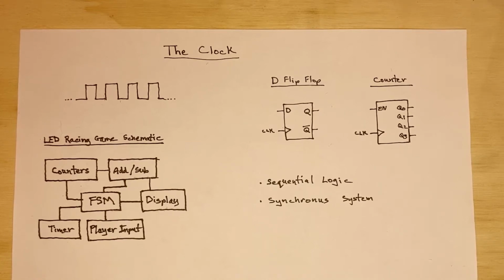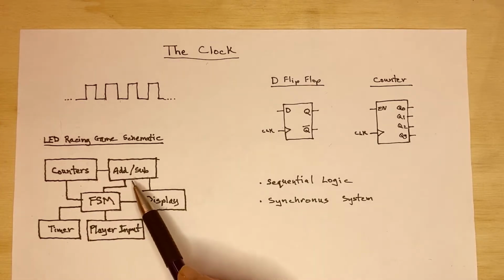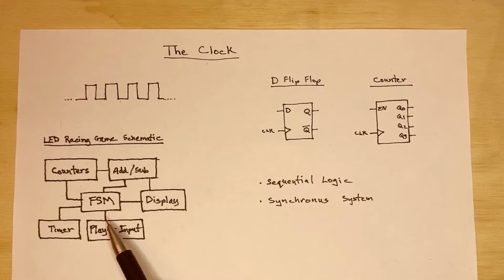Hello everyone. I've drawn the block diagram for the LED racing game, and it consists of various subcircuits. We have some counters, an add and subtract unit, a circuit to display the player's score, to take the player's input, a timer, and a finite state machine. In order for a game to function correctly, all these various subcircuits need to be working together harmoniously.